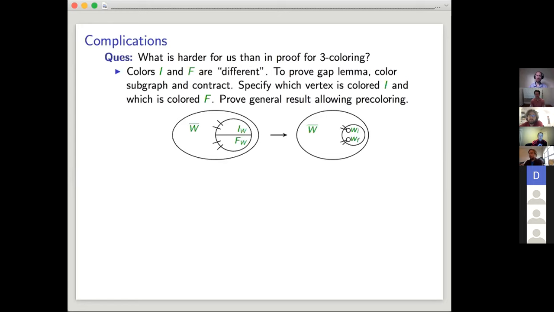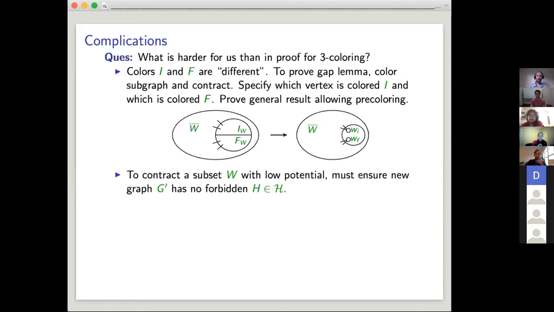So the pre-coloring is, there's work there. That is not the biggest obstacle. A really big obstacle, unfortunately, is this family fancy H. These are subgraphs that are forbidden. So I sort of swept that under the rug a little bit. It's not like there's just one or two or three graphs that are forbidden.